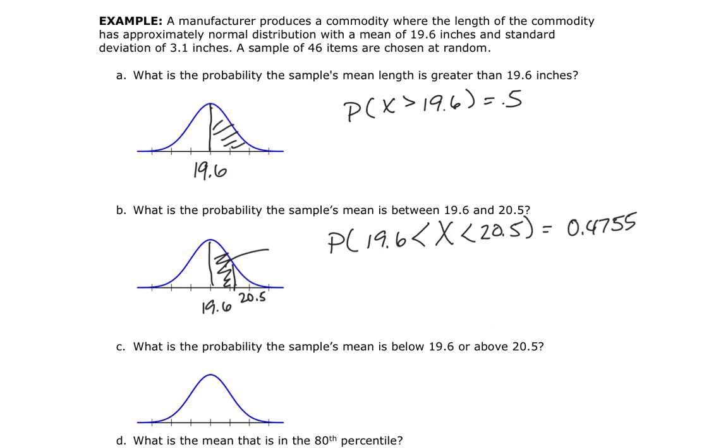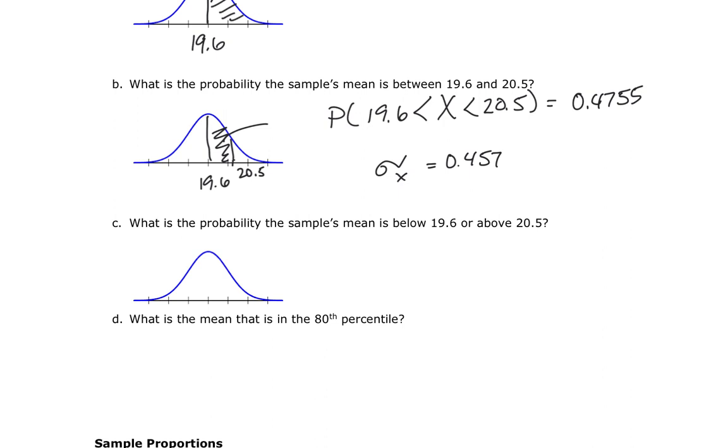So slightly less than 10%. And that kind of makes sense because my sigma sub x is going to be 0.457. And you can see that to go from 19.6 to 20.5 is about 2 standard deviations above the mean. So that 0.4755 makes total sense.